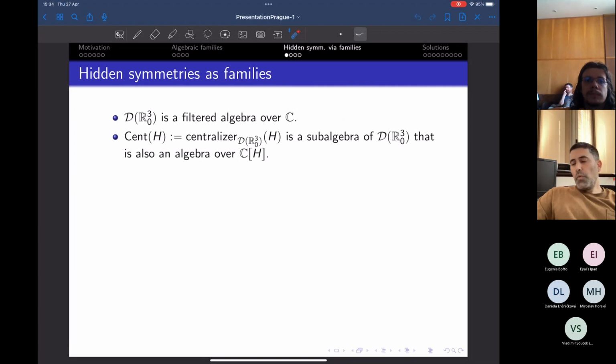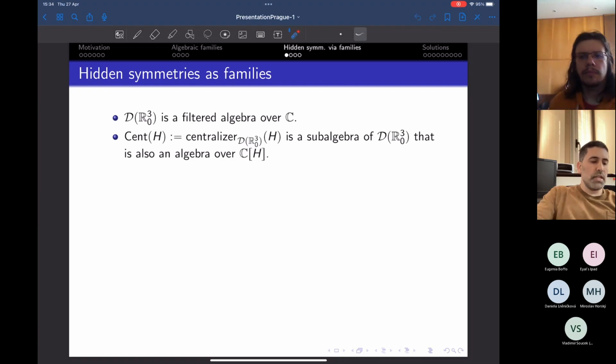And in quantum mechanics and physics, once you start with a Schrödinger operator or a Hamiltonian, one of the first things that you do, you look for symmetries. You look for things that commute with the Schrödinger operator. So let's do what the physicists are doing. Let's consider the centralizer of our Schrödinger operator in this algebra. So we look at this centralizer.